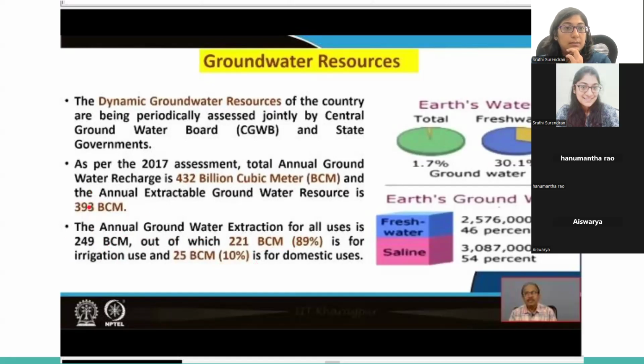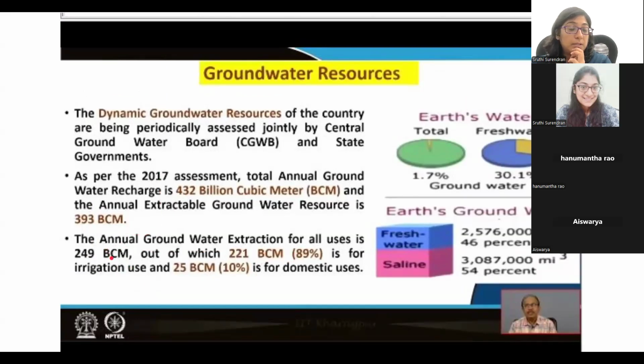So in 249 billion cubic meters of water that can be used from this annual extractable groundwater, 89% goes for irrigation, a major portion of it, and only around 10 percent is going for domestic use. So this percentage is a bit, I think I've seen it in previous years' questions, so you can just keep note of this statistic over here.